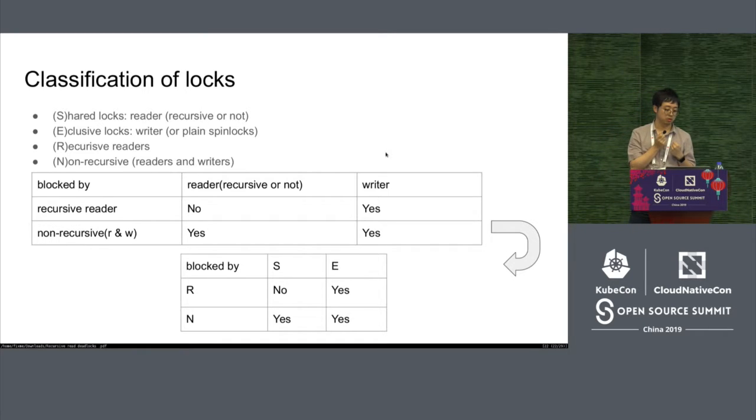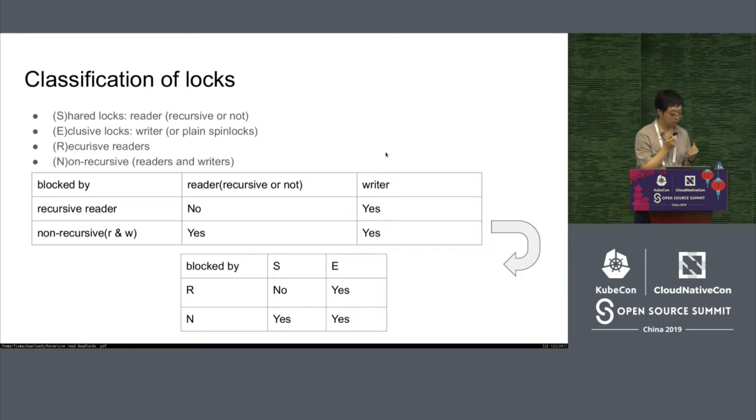4 categories: shared locks, which are reader locks, recursive or not, and exclusive locks, writer locks or plain spinlocks, and recursive readers, non-recursive readers and writers. It's represented by the letters S, E, R, and N, and a recursive reader will be blocked by writers. Non-recursive ones, no matter reader or writer locks, will possibly be blocked by other readers and other writers.